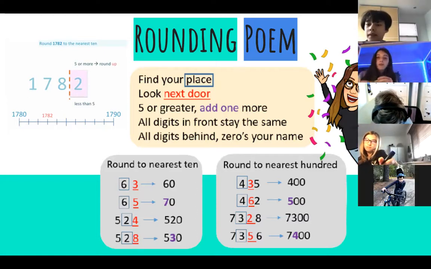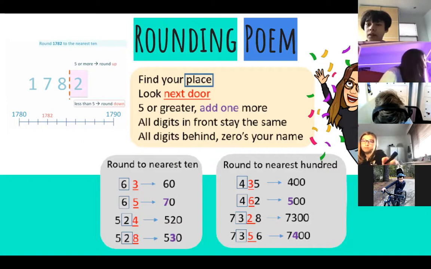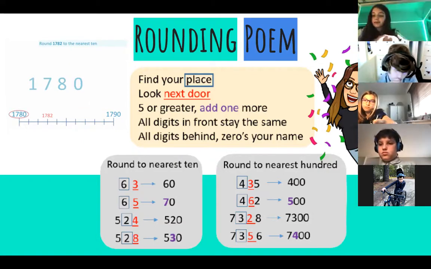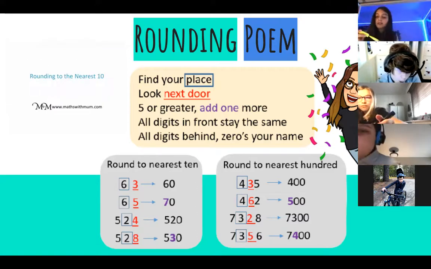Find your place, look next door. 5 or greater, add one more. All digits in front stay the same. All digits behind, 0's your name.